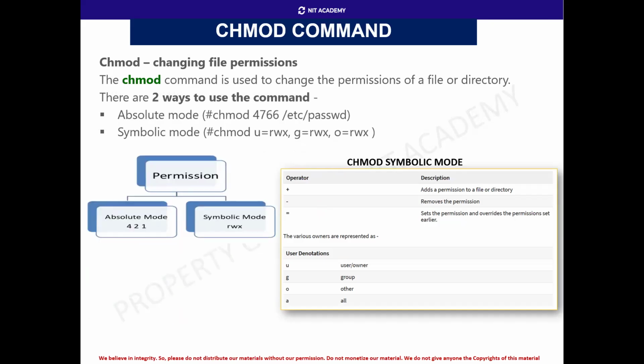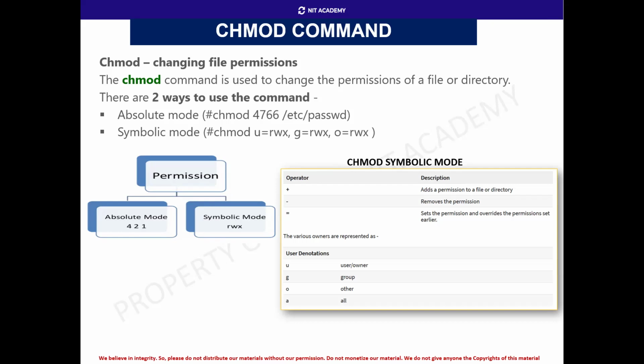So the chmod command is for changing file permissions, right? The chmod command is used to change the permissions of a file or directory. And there are two ways to use the command: the absolute mode or the symbolic mode. Now, you guys don't need to worry your brain too much. You can choose the way you like. You don't need to use the symbolic mode.